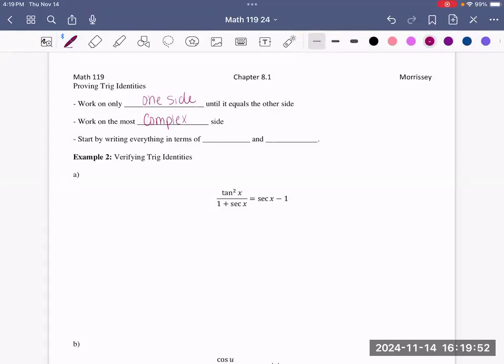So again, if we get stuck and don't know where to start, we want to put everything in terms of sine and cosine.